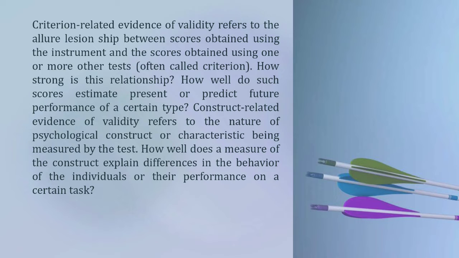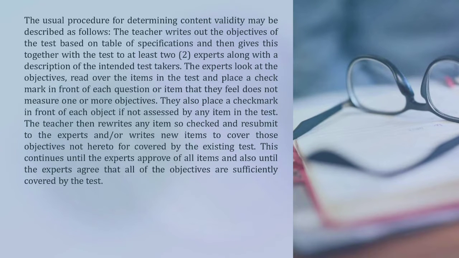The last one is construct-related evidence of validity. It refers to the nature of the psychological construct or characteristic being measured by the test. How well does a measure of the construct explain differences in the behavior of individuals or their performance on a certain task? The usual procedure for determining content validity may be described as follows.